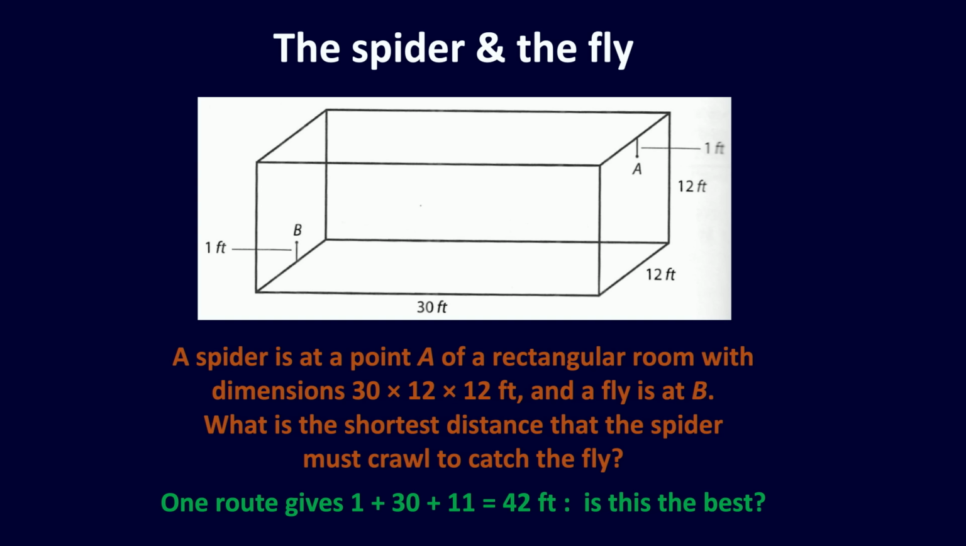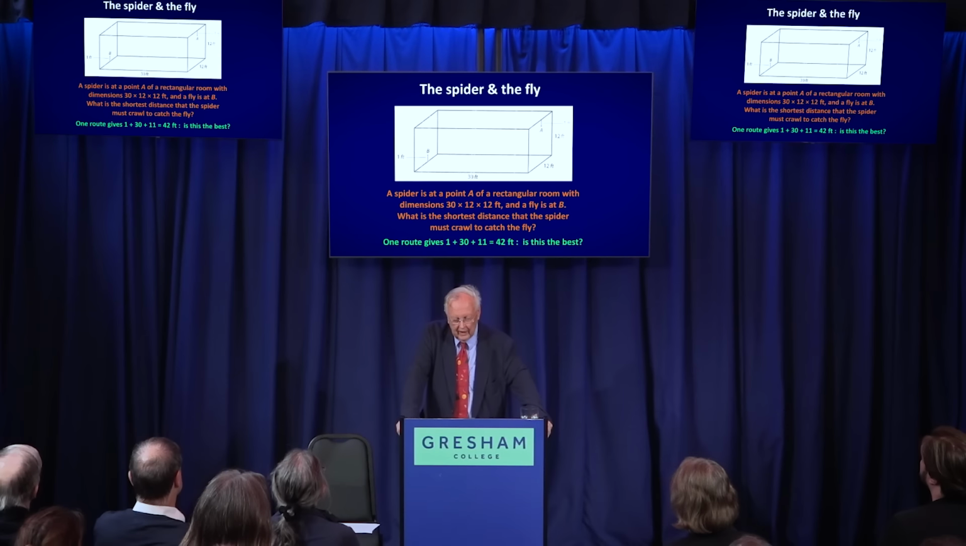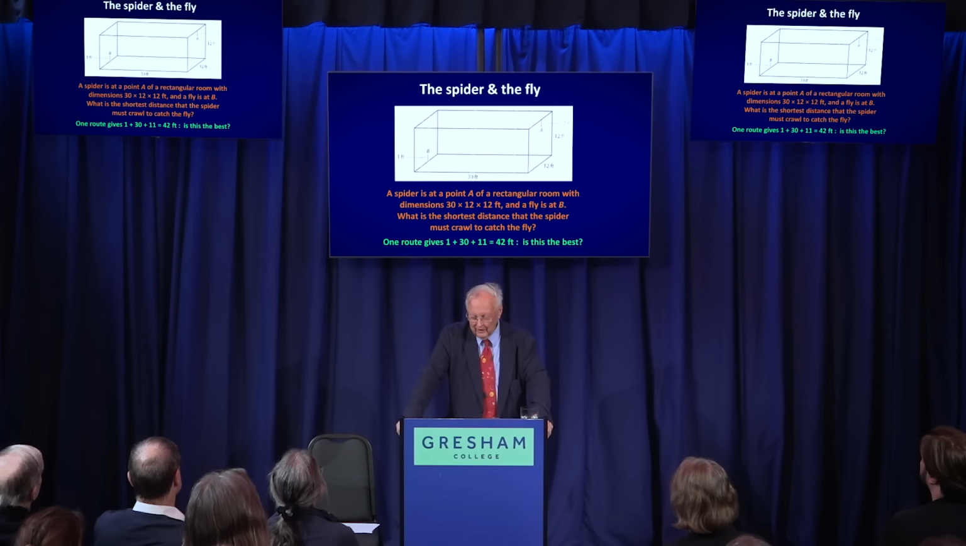Well, one route is for the spider to descend to the floor, 11 feet, cross it, 30 feet, and climb up to the fly, 1 foot, giving 42 feet in total. But can we do any better?